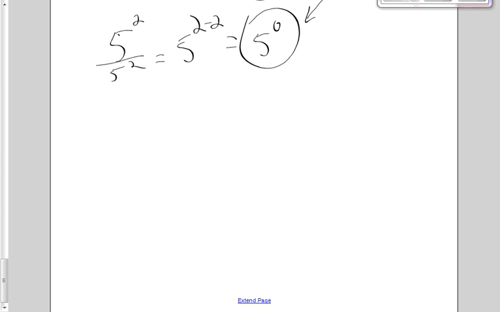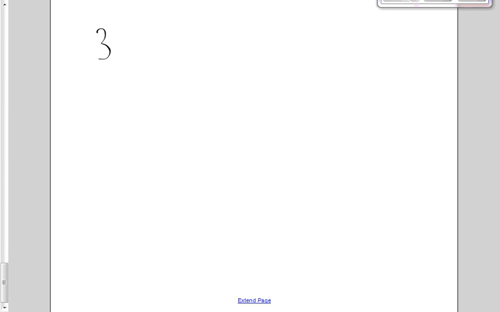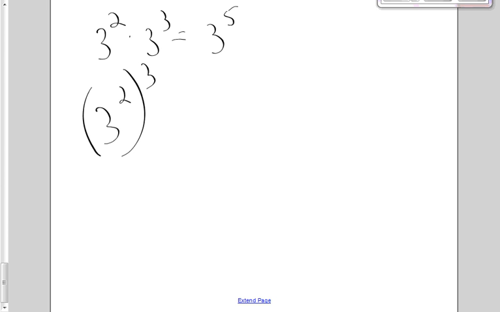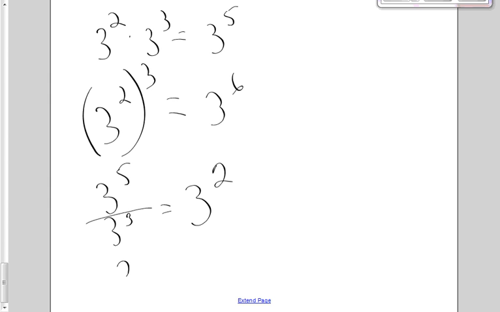So let's recap. 3 squared times 3 to the third. When you multiply powers of the same base, we can add their exponents. 3 squared all to the third. When we have powers of powers, we can multiply their exponents. 3 to the 5 divided by 3 to the third. When we divide powers, we can subtract their exponents. And any number to the 0 power equals 1.